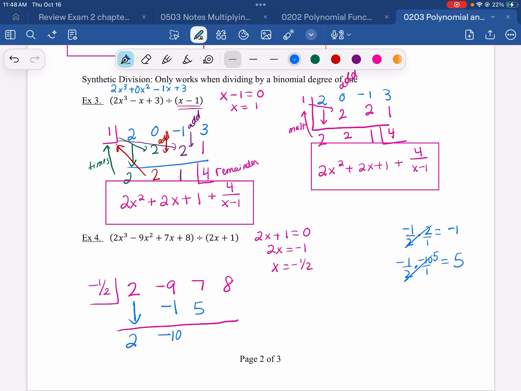Think about it, half of 10 is 5. 7 plus 5 is 12. What's half of 12? You're just dividing it by 2 because that's your denominator. That's 6. Make it negative, and you get 2. What's that 2? That 2 is called your remainder.